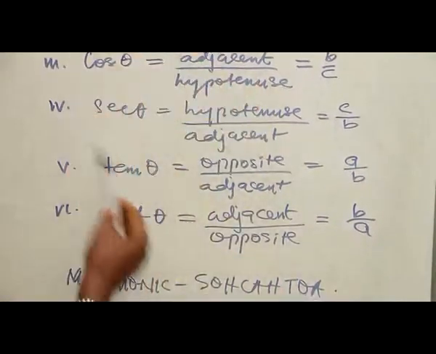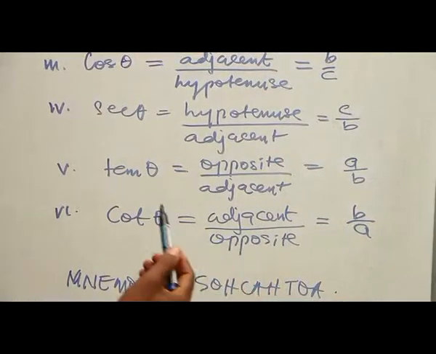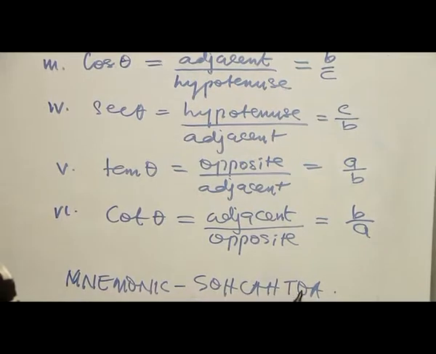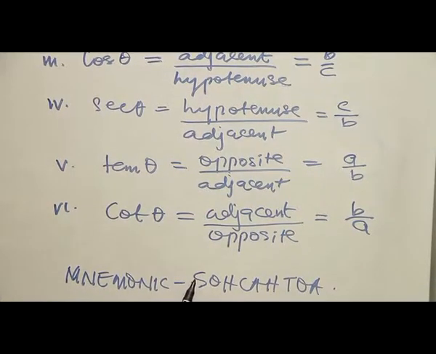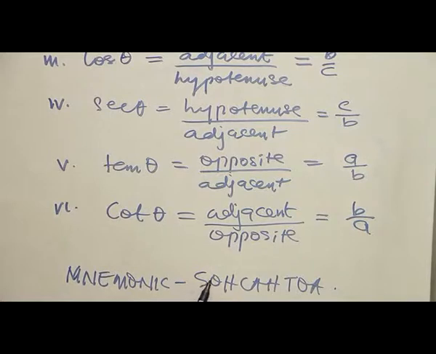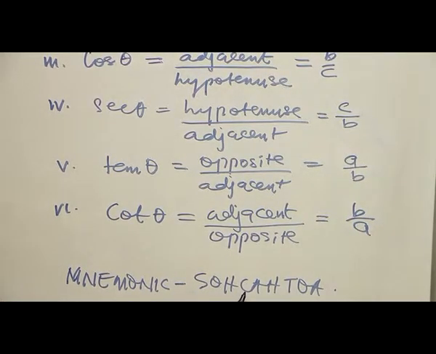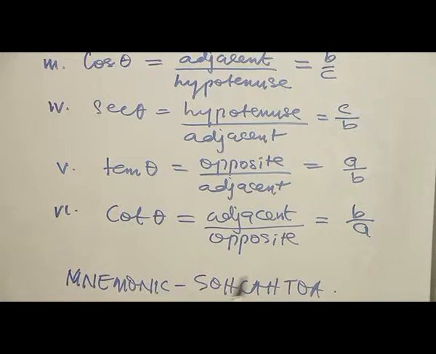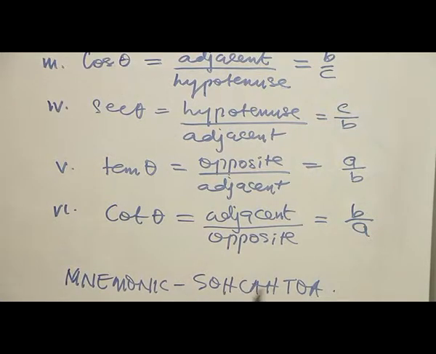We can summarize the entire thing here using a mnemonic called SOHCAHTOA. S means sine, opposite over hypotenuse. C means cosine, adjacent over hypotenuse. T means tangent, opposite over adjacent. And of course, the reverse or the inverse of that are the reciprocals of the respective trigonometrical ratios of sine, cosine, and tangent.